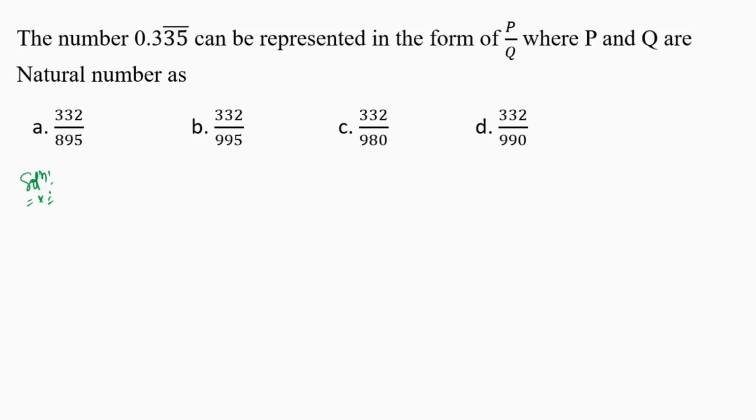Today we are going to solve this very simple math problem from number system in which we have to convert 0.3 bar 35 to p by q form where p and q are natural numbers. So let x equals to 0.3 bar 35.